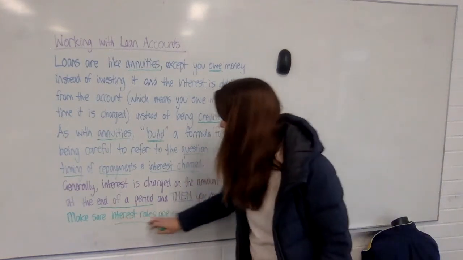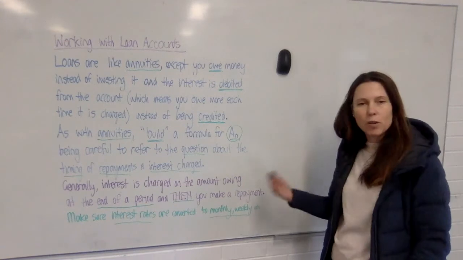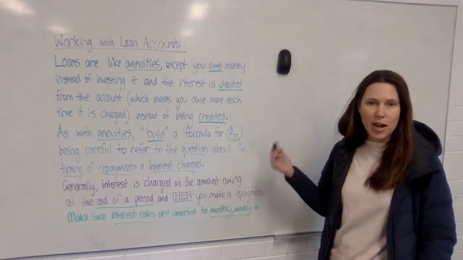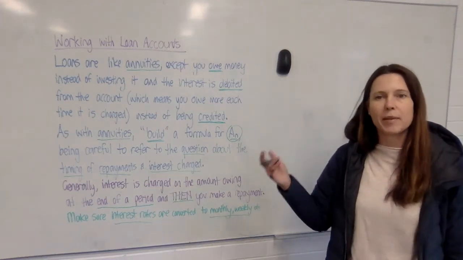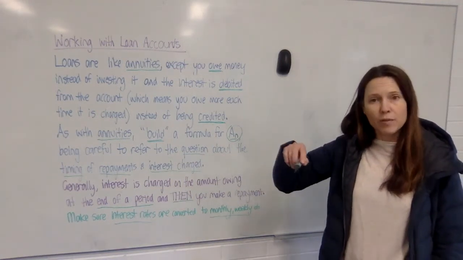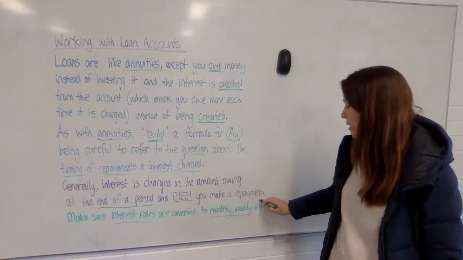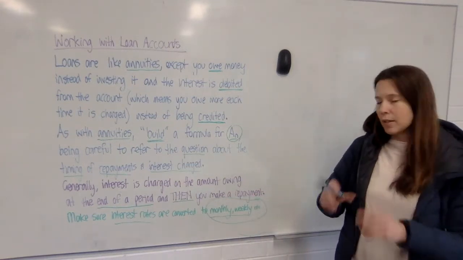Also make sure that your interest rates are converted to monthly or weekly or whatever. So often you'll be given a per annum rate, and if you know that interest is charged weekly or monthly, you'll need to divide by 52 or 12 appropriately to turn it into the relevant units.